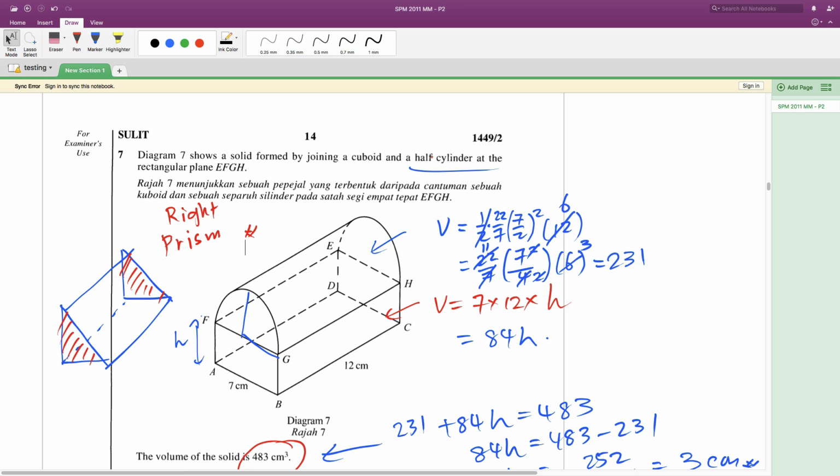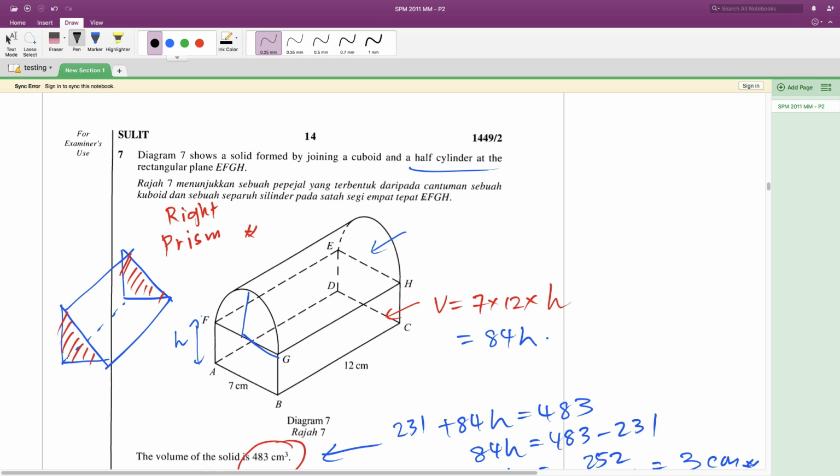Which one? You mean you do not understand how to find the half of the cylinder? Okay, so let's do it again. In order to find the half of the cylinder, the formula is pi r square h. First thing is you have to find the r. R is from the center point you go to anywhere, isn't it? We call it r. So obviously we know r is half of the 7. So in this case, I will call it 7/2, or you can call it 3.5. Just make your life easier.